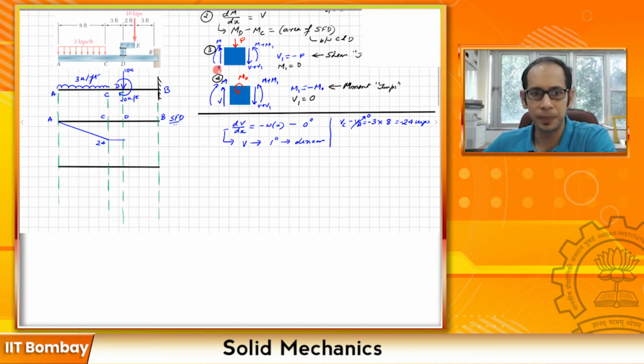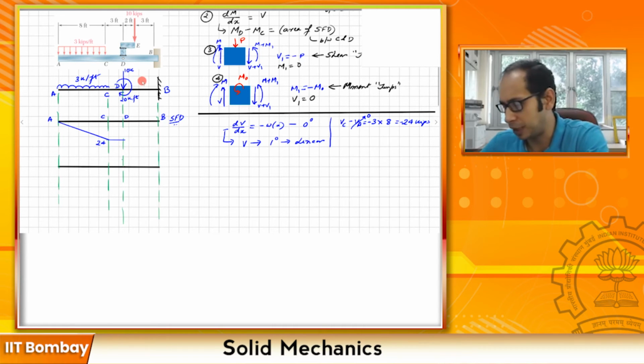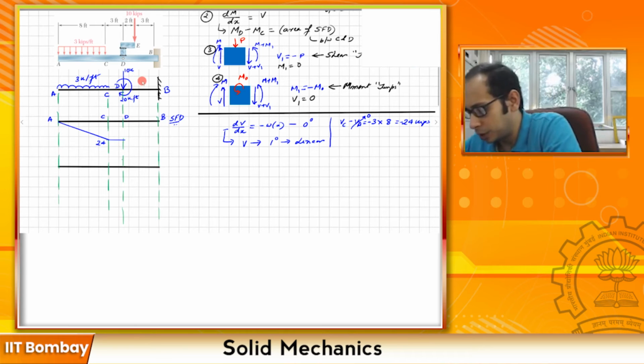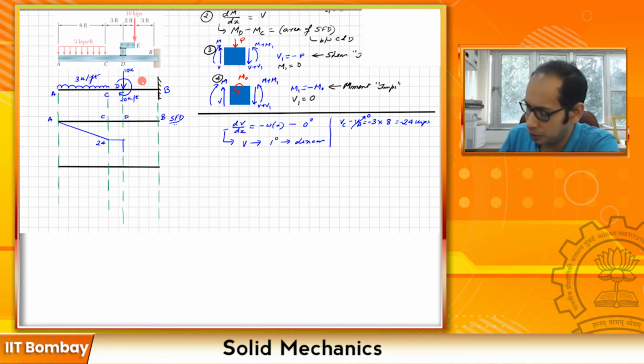So this was V just to the left, and just to the right it becomes V plus V1, where V1, if the load is down, is minus P. So it is going to be minus 24 minus this 10 kips which is acting over here. That will take me to a jump, so it will go further down to this particular point, which will be minus 34.